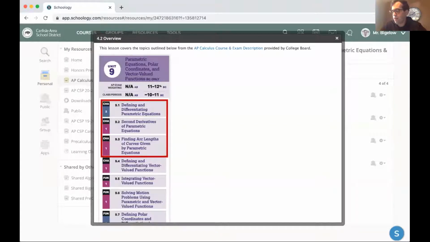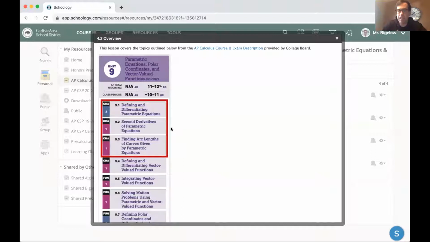Today we're going to be learning about lesson 4.2, parametric equations and calculus. And this is going to cover the first three lessons from College Board's Unit 9. It is going to be an extension of parametric equations, starting to look at derivatives, right?